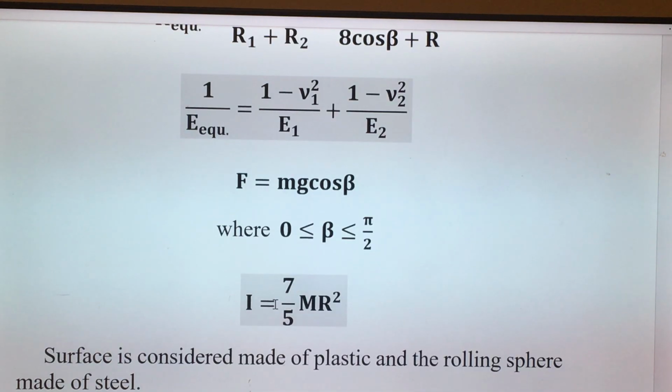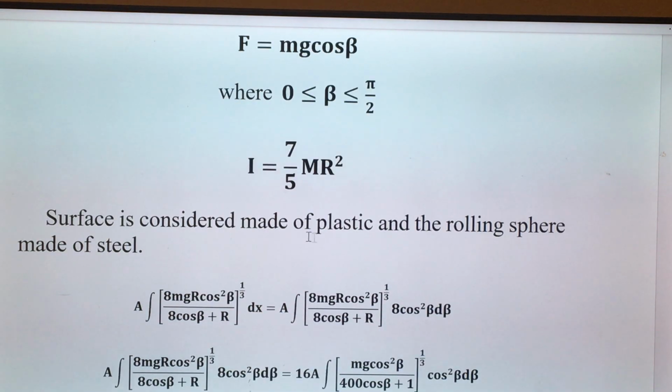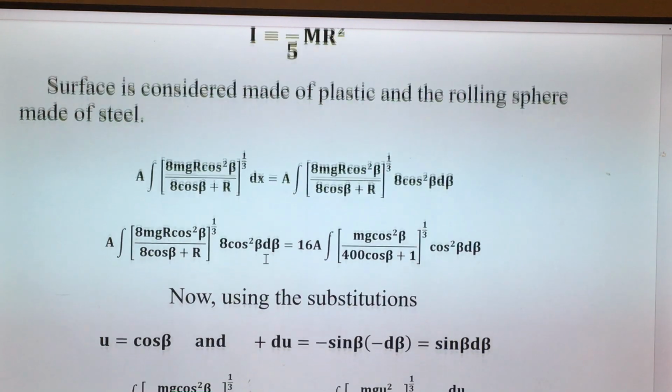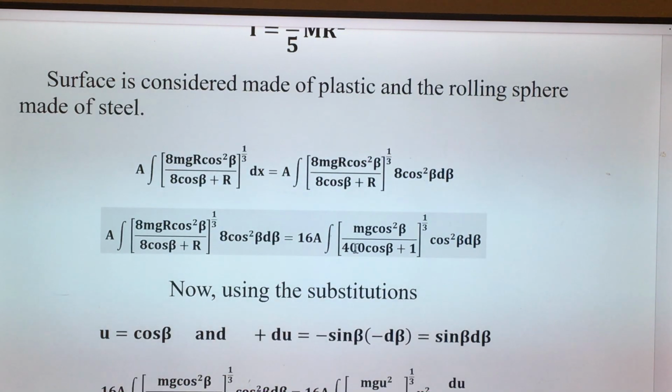So I is not the centroidal 2 over 5, but it's the centroidal plus mr square, which is 2 over 5 mr square plus mr square, which is 7 over 5 mr square. The surface of the cycloid is considered made of plastic and the rolling sphere made of steel. Okay guys, you do this homework.